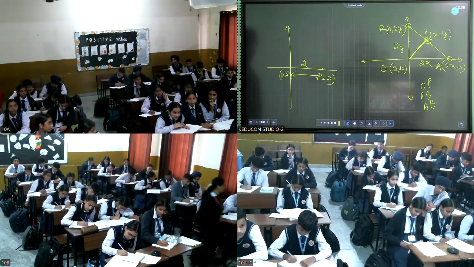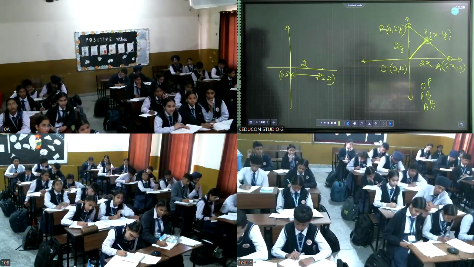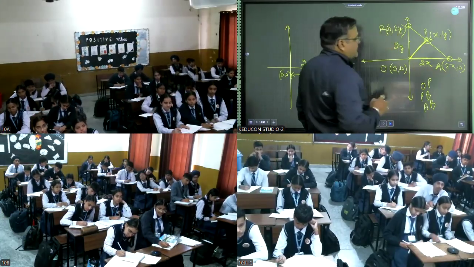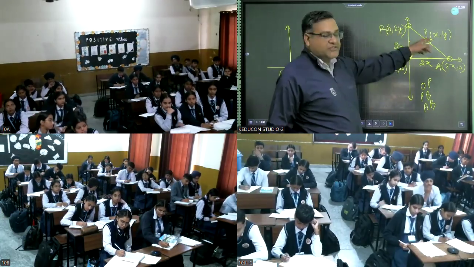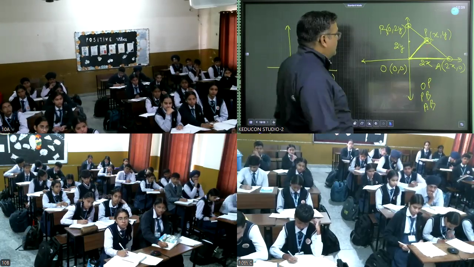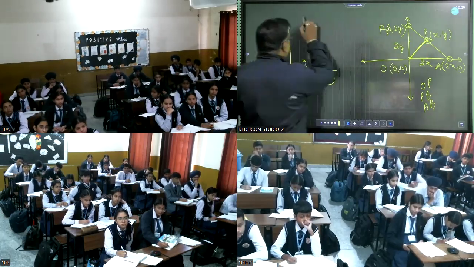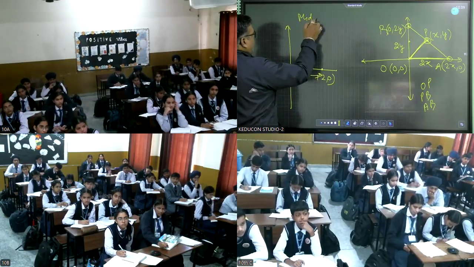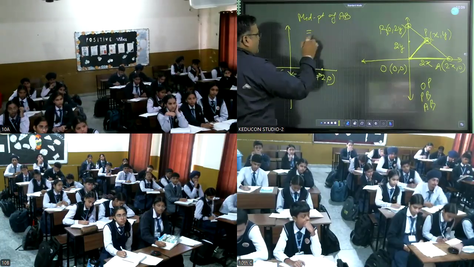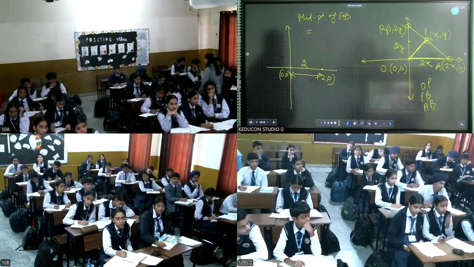Sir, please explain again. Students, this length is 2x, right? If you have to check the first point given, which is x comma y. See, what will be the midpoint of AB? What is the midpoint of AB? Please find.